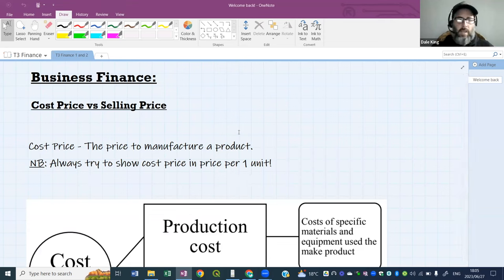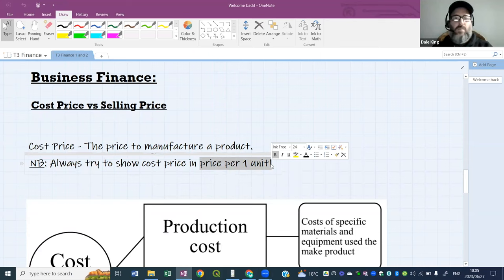Cost price. And when people compare different products and businesses and their cost prices, it's always important to bring it down to a price per one unit. We can't compare 12 items with three items. We can't compare the price of 12 items with the price of three items. It doesn't make sense. So when we work with cost price, we're always trying to bring the price down to a price for one unit. You can then work your way back up from there. Once you've got the price for one unit, you can work your way back up. But if you don't have a price for one unit, it's hard to work your way down.